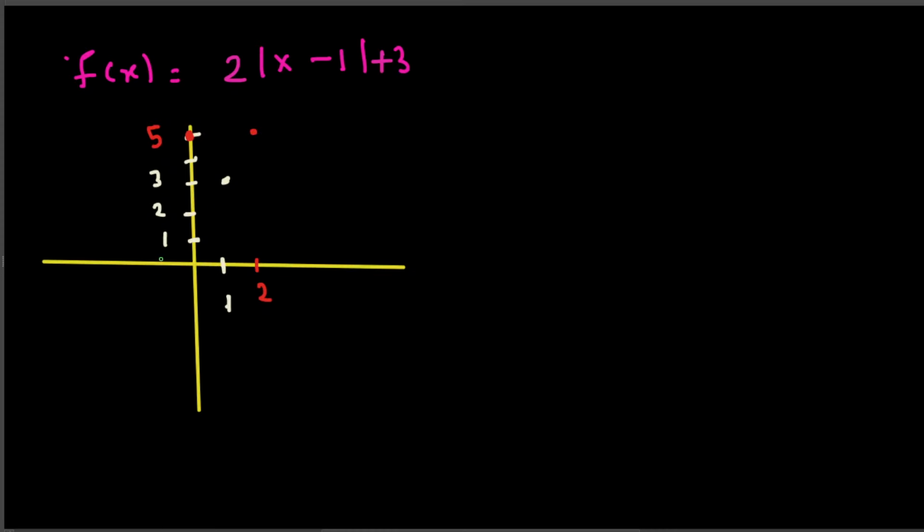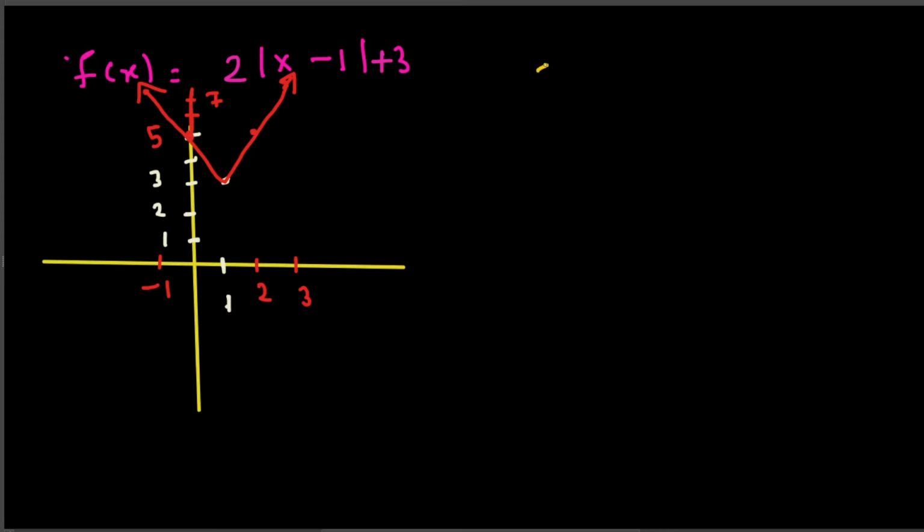Then when x is -1, it's going to move 2 units again, so it's going to be 7. So at 7 we are going to have another point right here. And when x is 3, it's also going to be 7. So the graph is going to look like this. It goes on forever. Now the next thing, let's look at another graph.